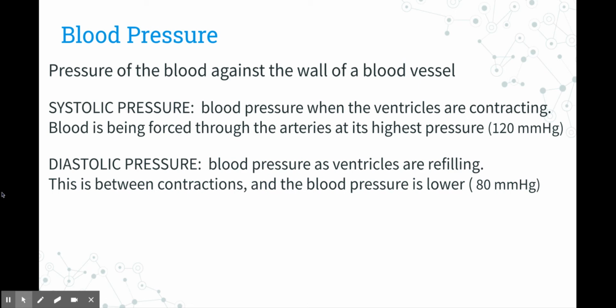The 120 is the systolic pressure. Remember that systolic is the squeezing pressure. It's a higher number because that is the pressure where the blood is being pushed out of the heart through ventricular contraction, and it's being forced through the arteries at its highest pressure. Diastolic is where the ventricles are refilling, and so there's not as much of a forceful push, and so the pressure is a little bit lower. This is between contractions of the ventricles. And so a normal diastolic pressure would be 80. The units for that are millimeters of mercury, and it's just a measure of force or pressure.